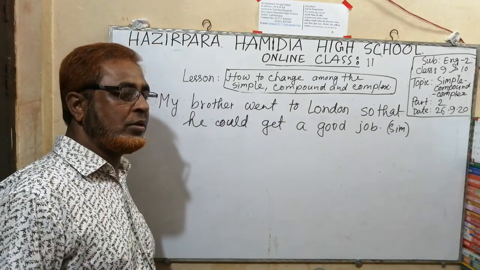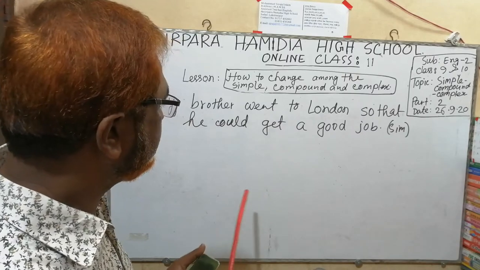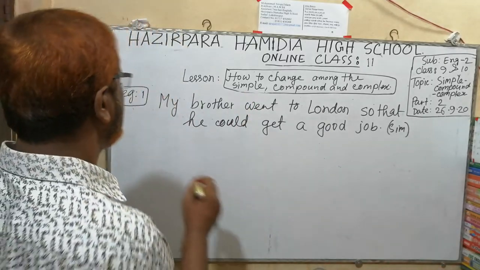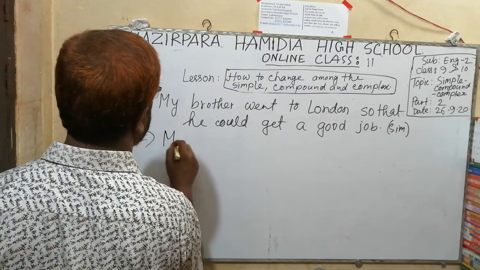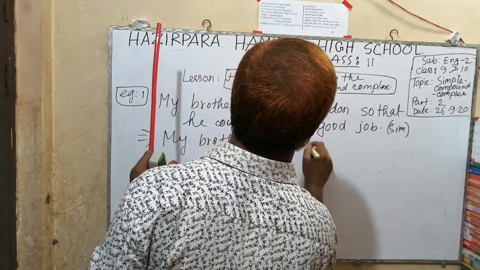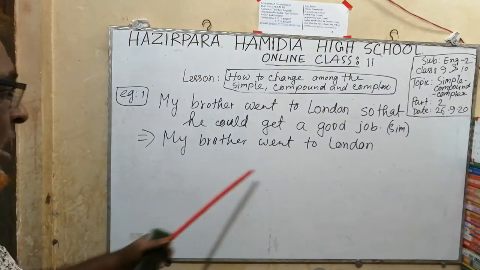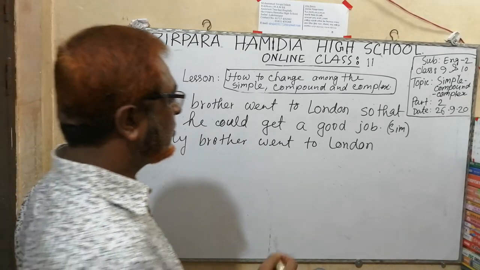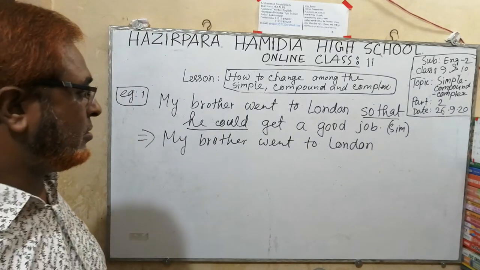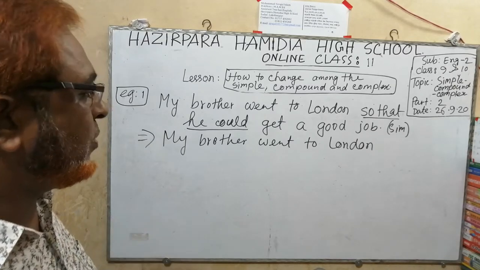Okay, dear students, now we try to convert it into a simple sentence. Principal clause, no change, it is as it is here. My brother went to London. Okay, principal clause as it is. Next, "so that he could", delete. So that he could, instead of preposition to.